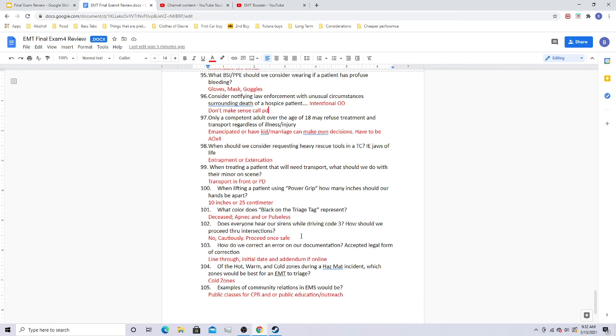Examples of community relations in EMS would be public classes for CPR or public education or outreach. If you walk into a patient's house and let's say it's an elderly woman and she's got old wooden stairs and she falls a lot, I suggest she gets a carpet, that kind of stuff. Don't be an jerk, be nice, treat someone like they're your family.